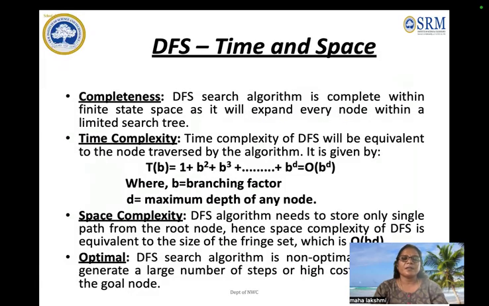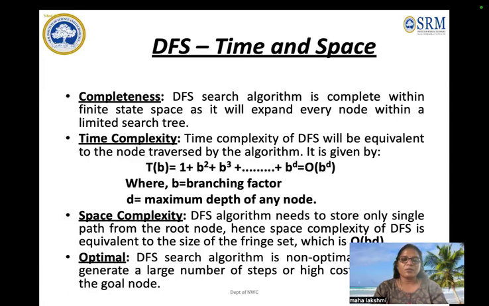If we consider parameter analysis for DFS, that is completeness, time complexity, space complexity, and optimality: the DFS search algorithm is complete within a finite space, as it will expand every node within a limited search tree. Time complexity of DFS is equivalent to the nodes traversed by the algorithm. It is given by T(b) = 1 + b + b^2 + b^3 + ... + b^d, which is O(b^d), where b is the branching factor and d is the maximum depth of any node.